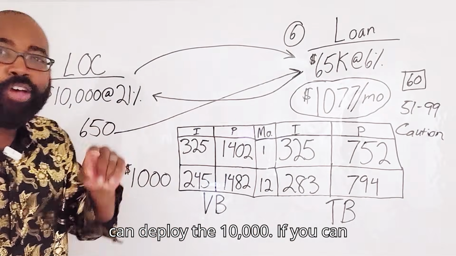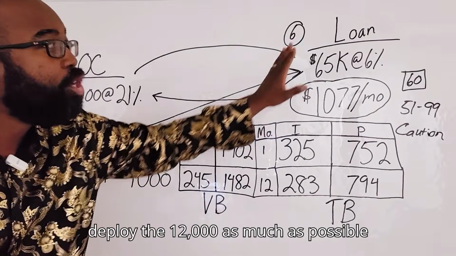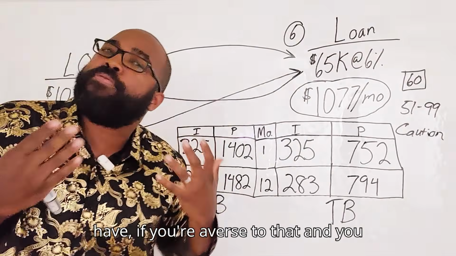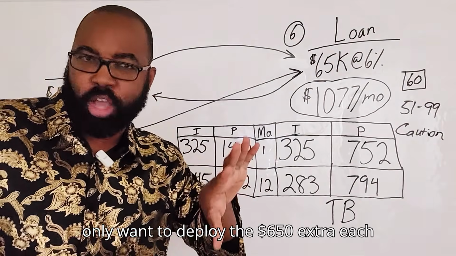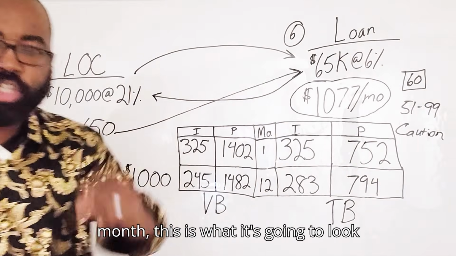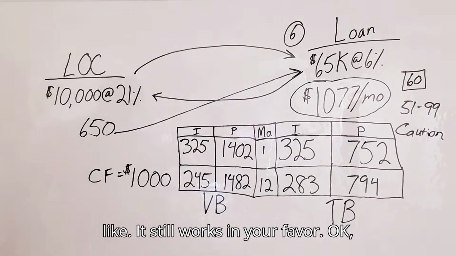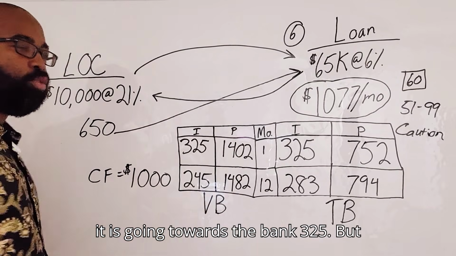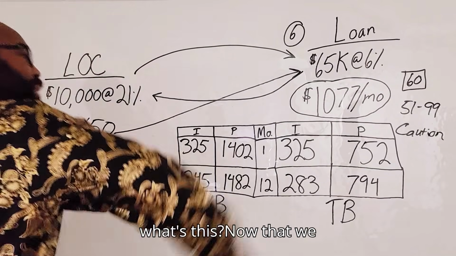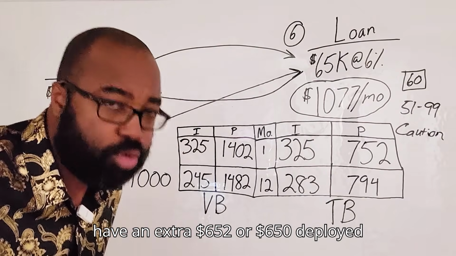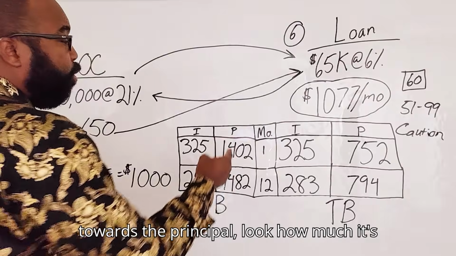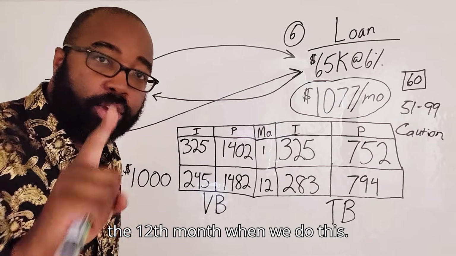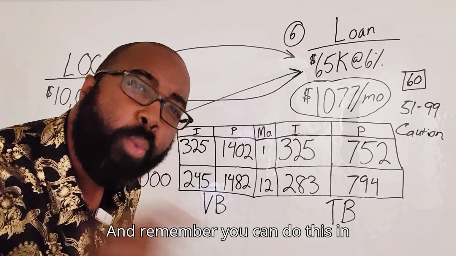So if you can deploy the 10,000, if you can deploy the 12,000 as much as possible to taking care of that principle, that's what you need to do. But if you're averse to that and you only want to deploy the $650 extra each month, this is what it's going to look like. It still works in your favor. The interest, yeah, the first month, it is going towards the bank, $325, but what's this? Now that we have an extra $650 deployed towards the principal, look how much is going towards the principal. $1,402, but that's nothing. Let's look at the 12th month when we do this.